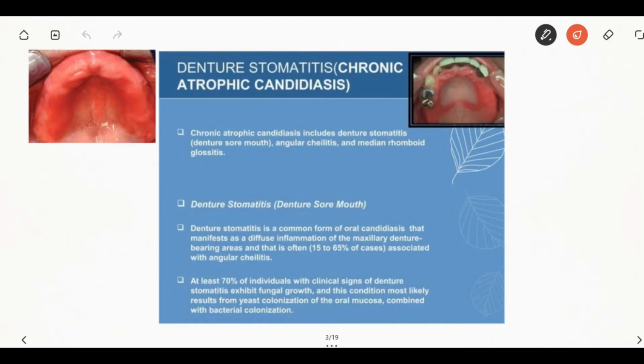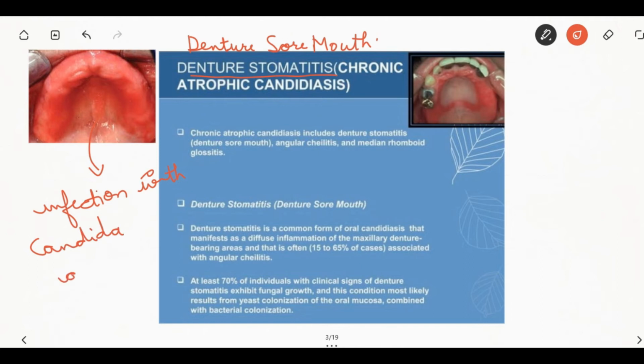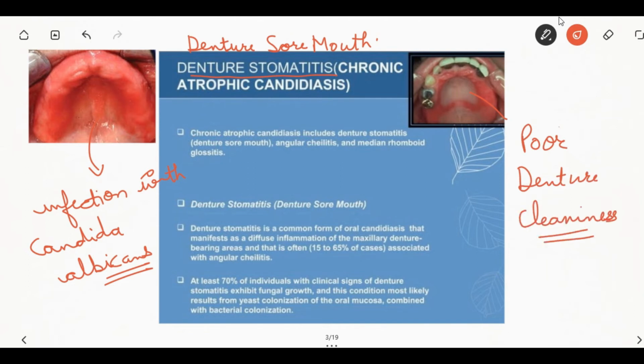Second comes the generalized inflammation, that is the denture sore mouth or denture stomatitis. A denture sore mouth is an uncommon condition that occurs in patients who may or may not have a new set of dentures. Some cases of denture sore mouth are related to infection with Candida albicans. Poor denture cleanliness is associated with severe inflammation. Other causes can be continual denture wearing and poor oral hygiene habits.